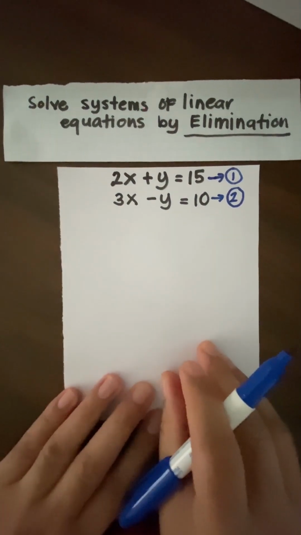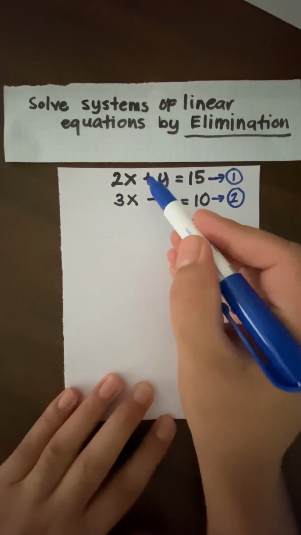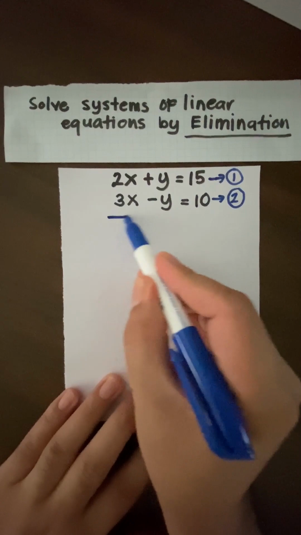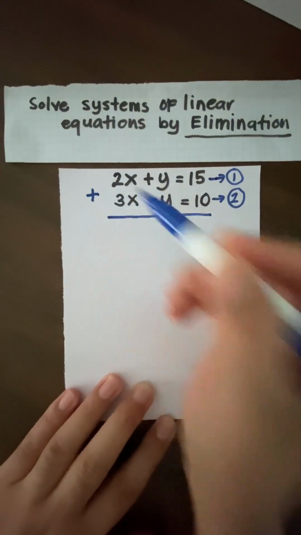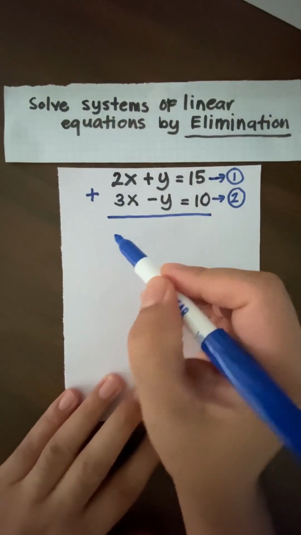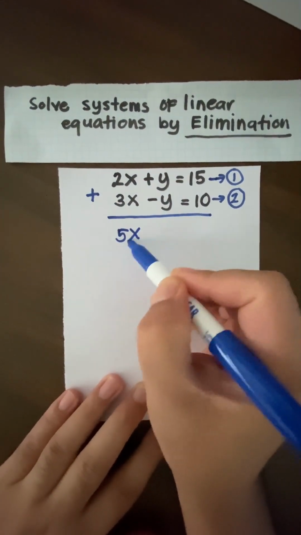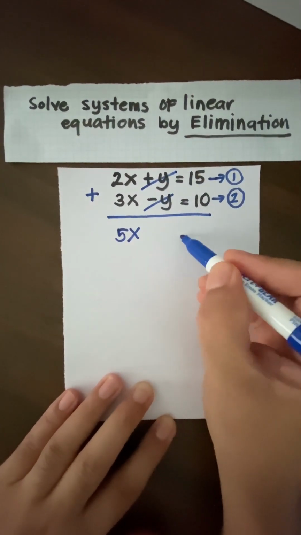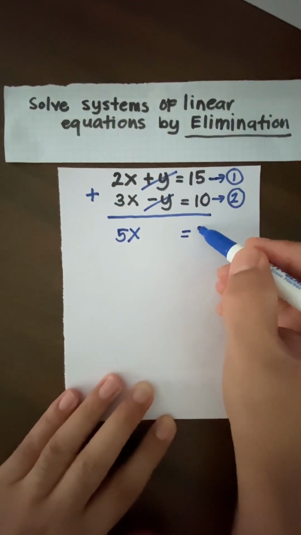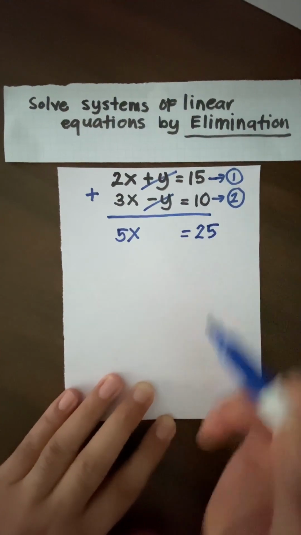The next step is to think how we could eliminate one variable by combining the two equations. Equation 1 has positive y, while equation 2 has negative y. How can we eliminate y? Well, adding the two equations will eliminate y. 2x plus 3x is 5x, and positive y plus negative y is 0, and 15 plus 10 is 25.